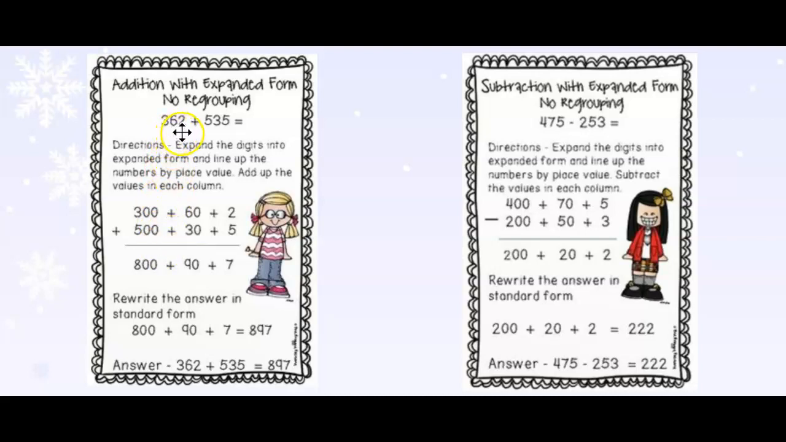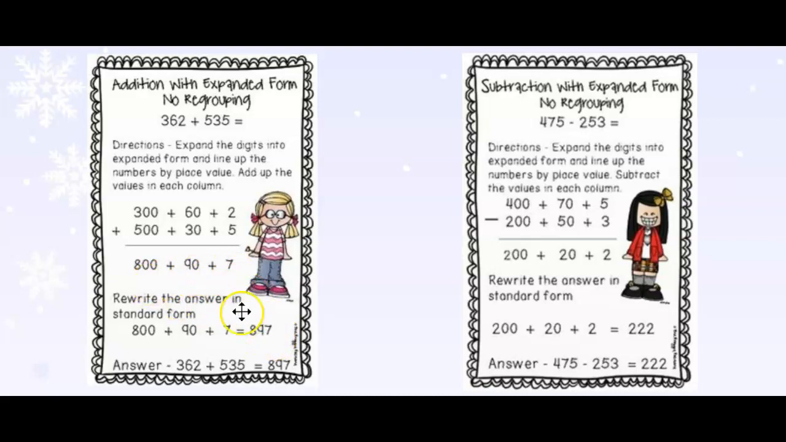So 362 would turn to 300 plus 60 plus 2. 535 turns into 500 plus 30 plus 5. Then you start in the ones place because the ones are number one. Yeah, just like the cheerleaders say it. 2 plus 5 is 7. 60 plus 30 is 90. 300 plus 500 is 800. And when you add all three of these numbers together, you have 897.